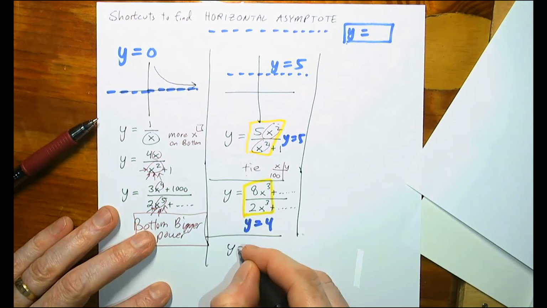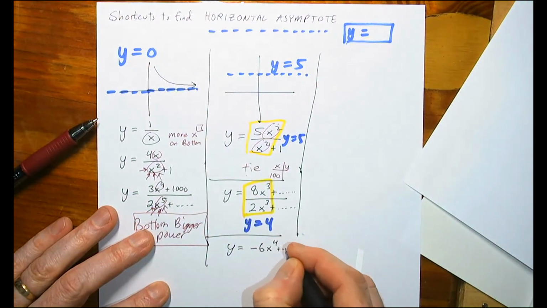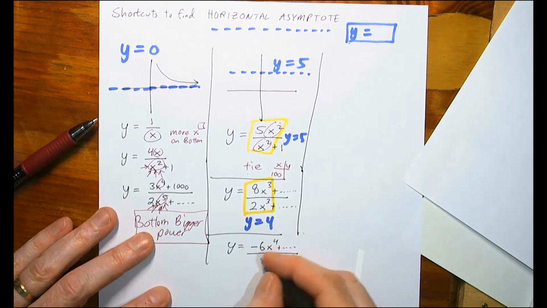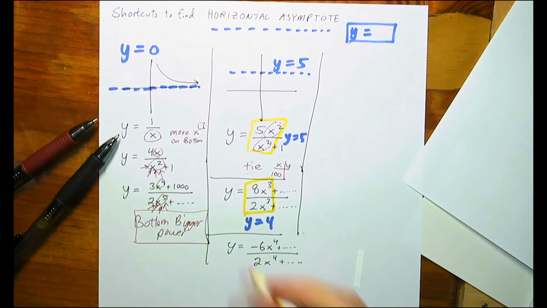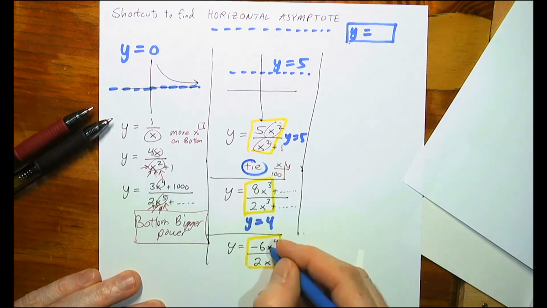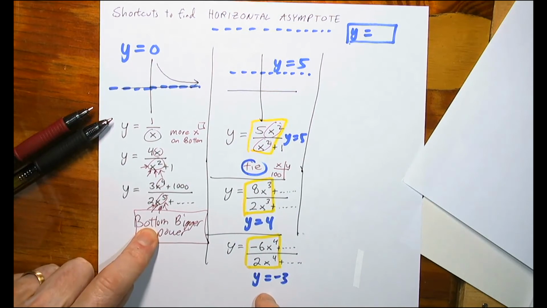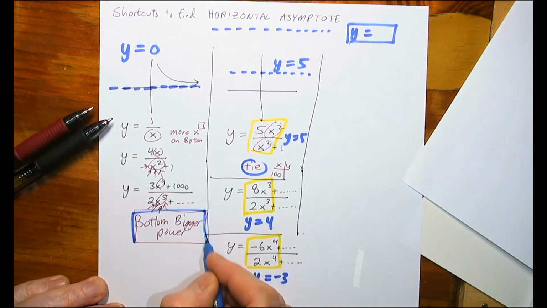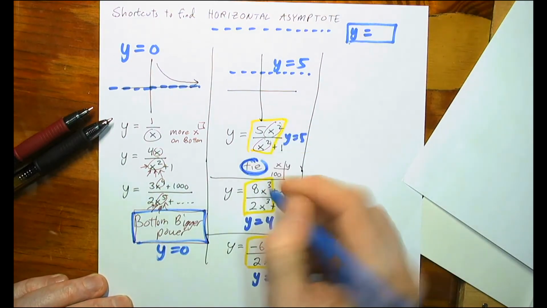Here's one last one. y equals negative 6x to the 4th plus blah, blah, blah, a lot of stuff, over 2x to the 4th plus a bunch of stuff. All you got to do is check out the main power and go, oh, we got a tie. And if it's a tie, we'll just say this guy heads to negative 6 over 2, negative 3. So that's a neat little shortcut. So if the bottom's bigger, go to 0. If you got a tie, check out the numbers.